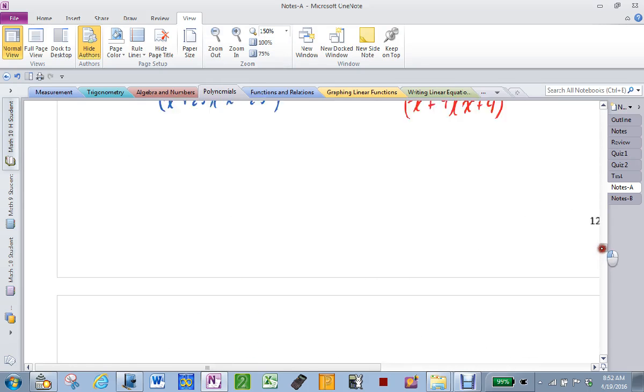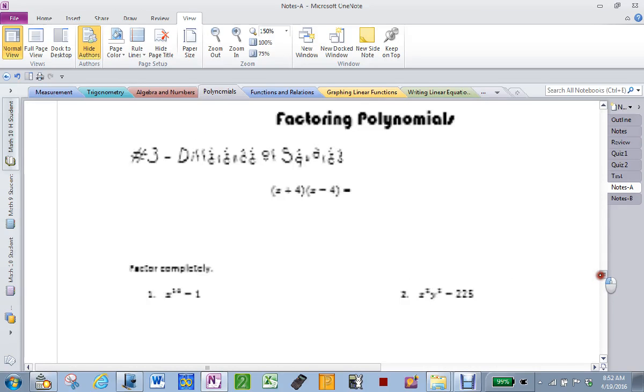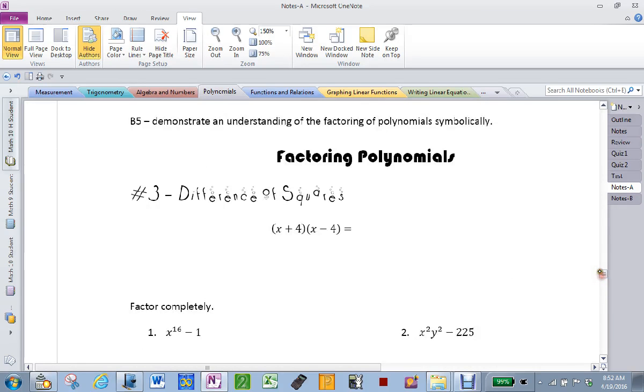Okay. Difference of squares. Where have you gone? This font is called Cocktail Bubbly, and this font is, I don't remember.